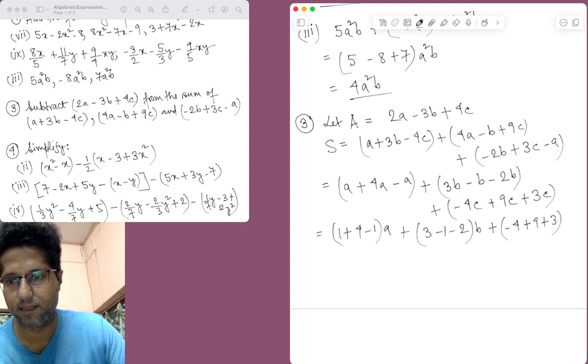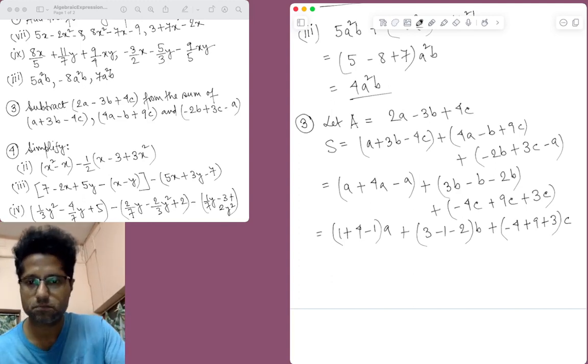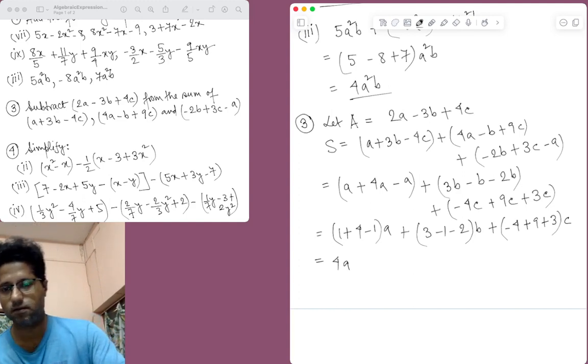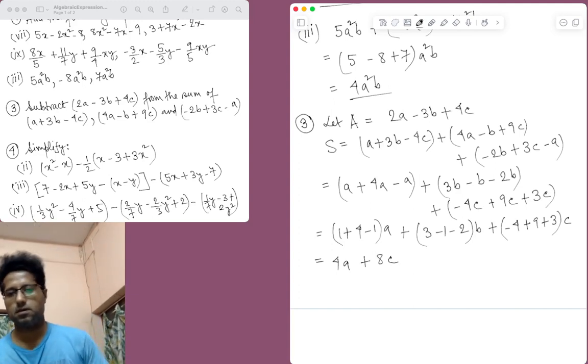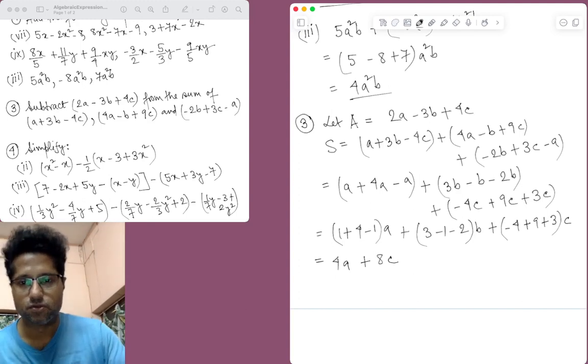For adding the like terms, we add up the coefficients. So this becomes 4A, and B is gone. 3 minus 3 is 0. So B is gone. There is no B. Okay. And C is, what is C? Minus 4 plus 9 plus 3, C is 8C. Okay. So this is S.